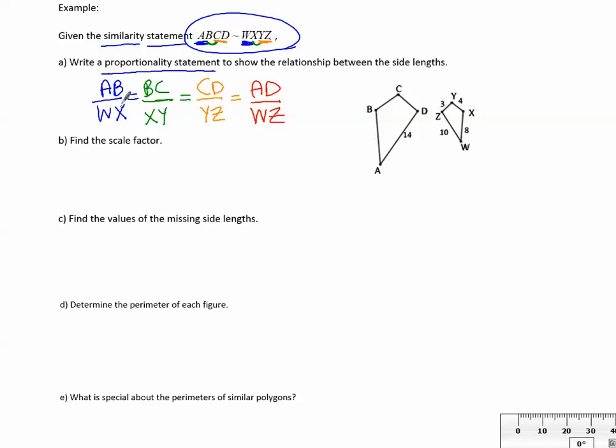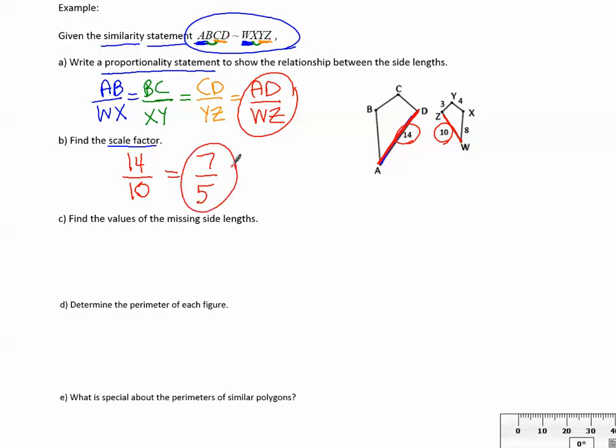We're going to do that by using one of these ratios that will have numbers, because the scale factor will be the numbers. The only side in this polygon that has a number is side AD. So I'm going to use this ratio because that one has the AD in it. So that uses 14, AD is 14, over WZ, WZ is 10. So 14 over 10. That simplifies to 7 over 5, so that is the scale factor.